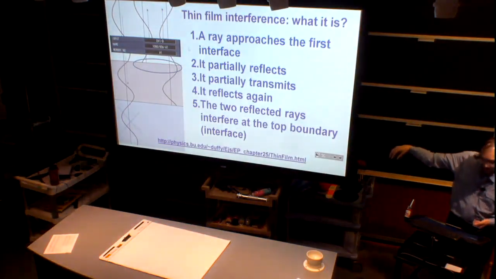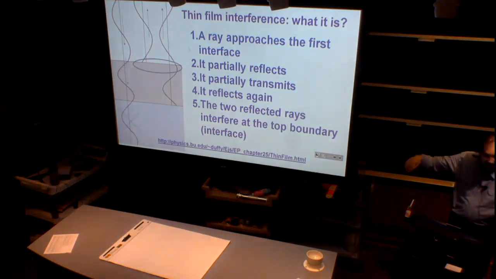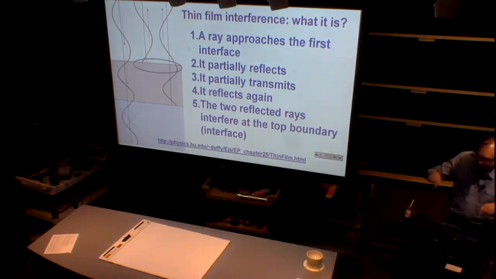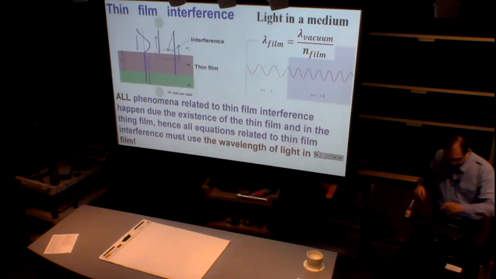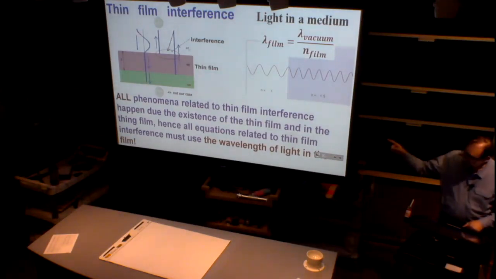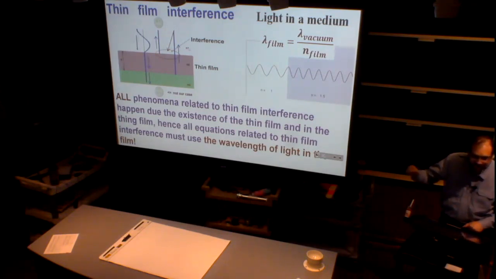Light travels down, first reflection happens, second reflection happens, interference happens. And this is a very important statement. It's a thin film interference. Everything is happening in the film, which means for all our calculations, we have to use the wavelength in the film, in the second medium.